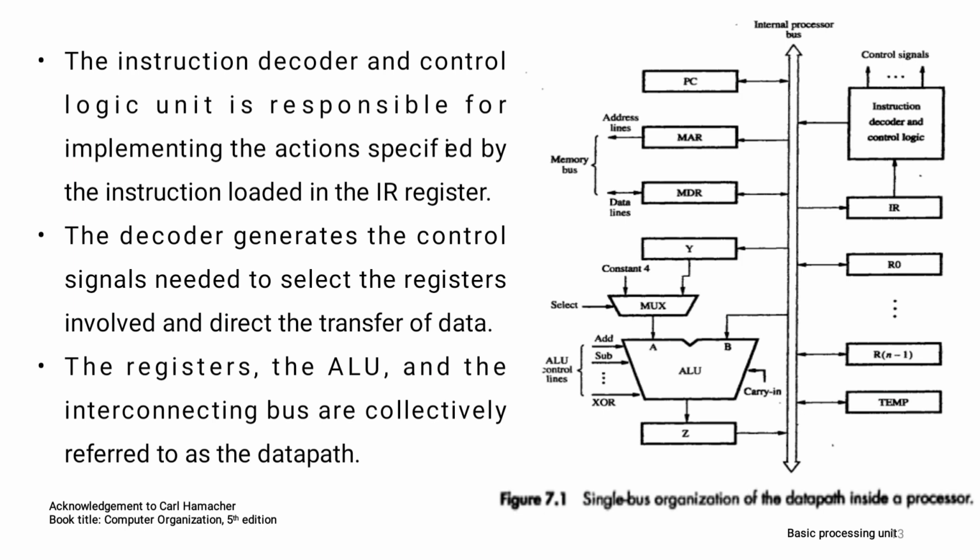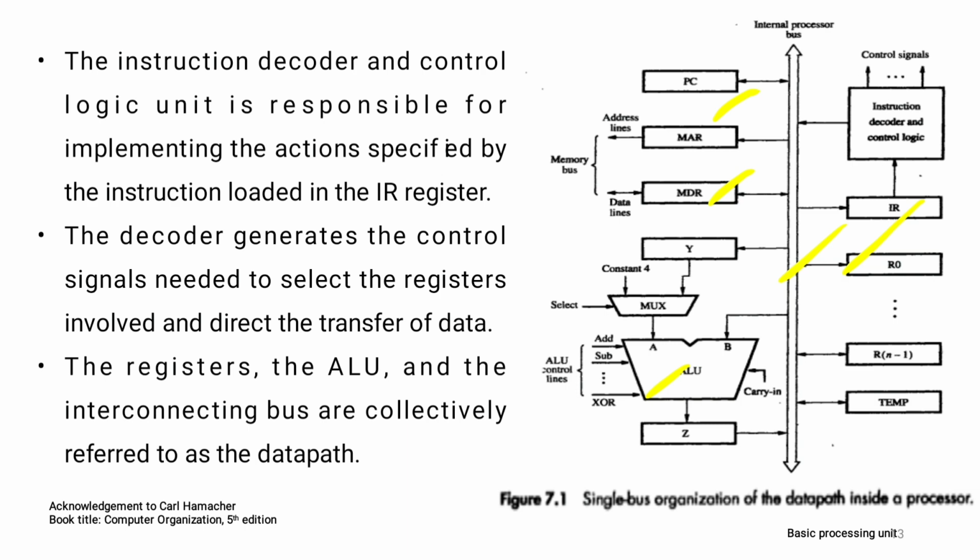The registers, the ALU and the interconnecting bus are collectively referred to as the data path. Then what is the data path? Whatever registers are here, and the ALU and the interconnecting bus all together, this is called the data path.